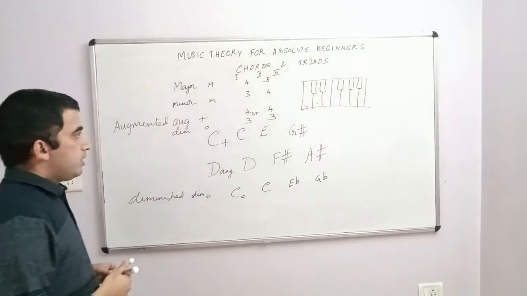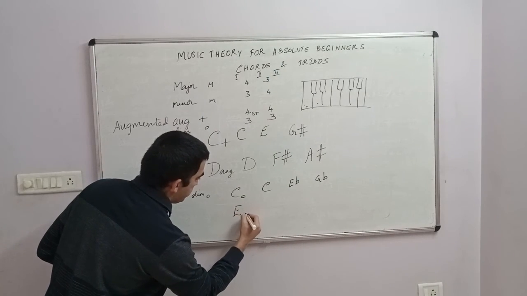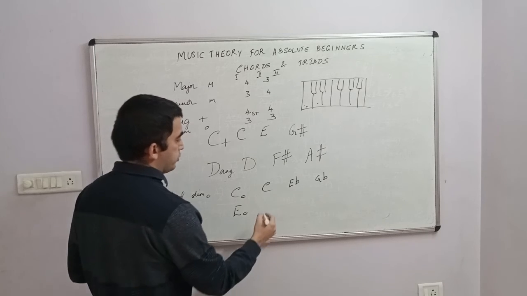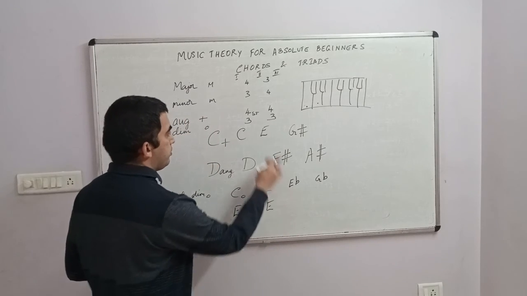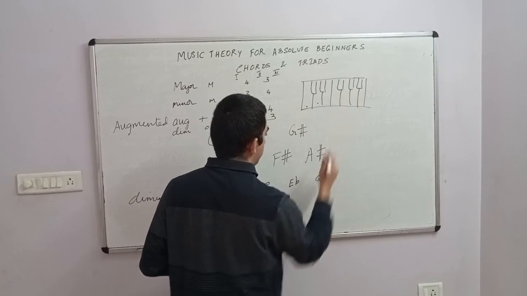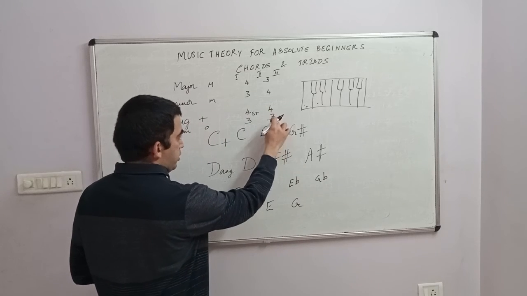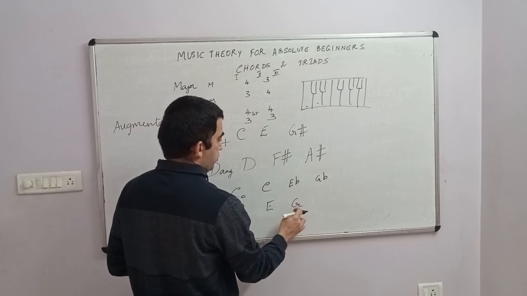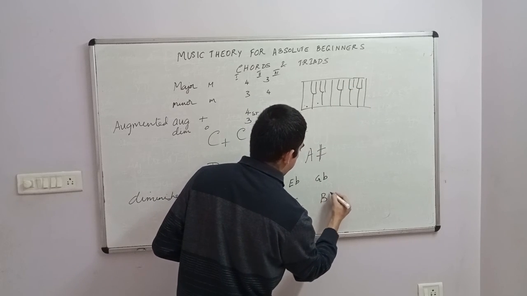Okay. Similarly, just take you want the E diminished. Right? The first note will be E. Okay. The second note will be 3 semitones above the first note. So it will be 1, 2, 3. It will be G note. The third note will be 3 semitones above G. That will be 1, 2, 3. That will be B flat.